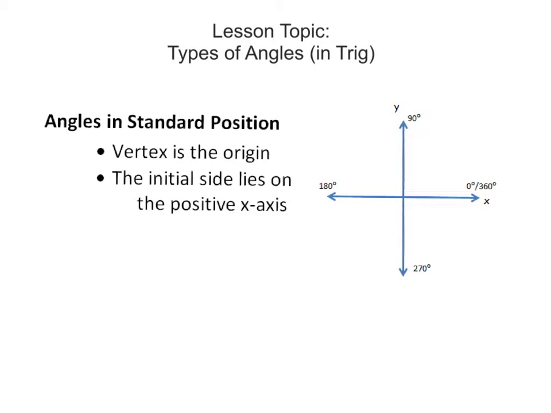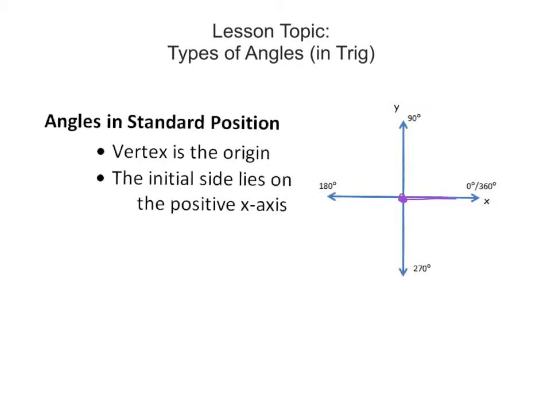The lesson topic for this video is types of angles in trig. All right, so first of all, we need to talk about what an angle in standard position is. An angle in standard position is an angle whose vertex is the origin. So we've got our vertex right there at the origin. And the initial side of the angle lies on the positive x-axis.